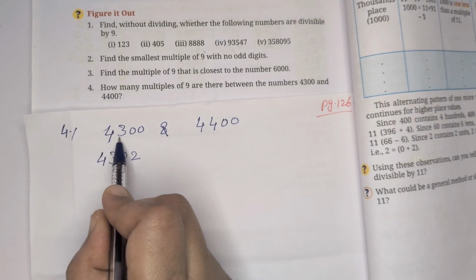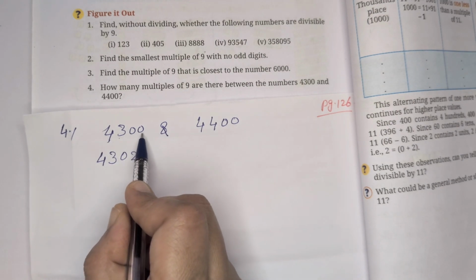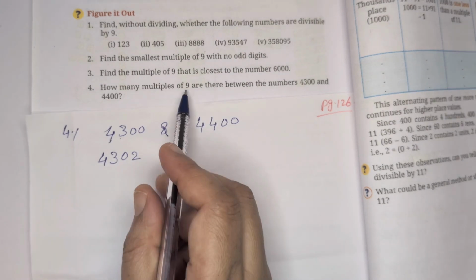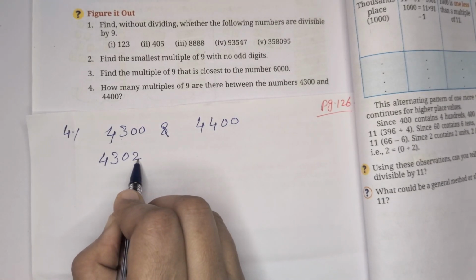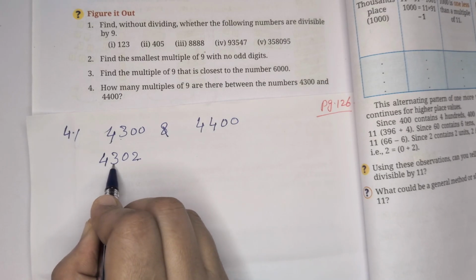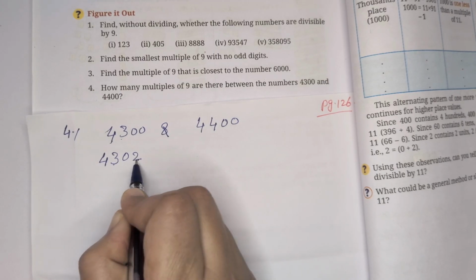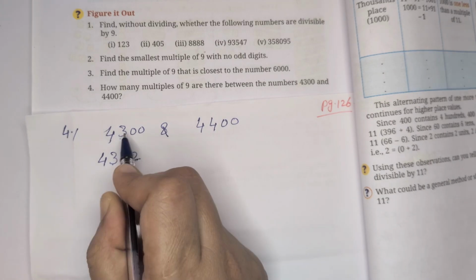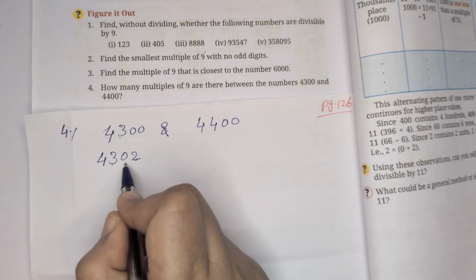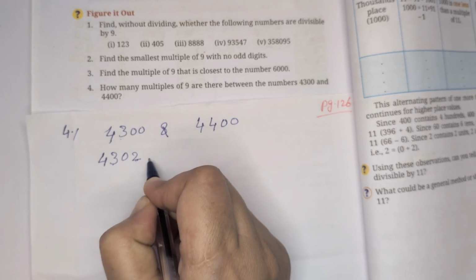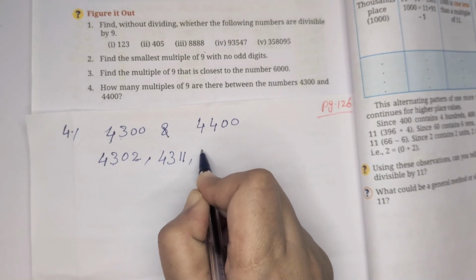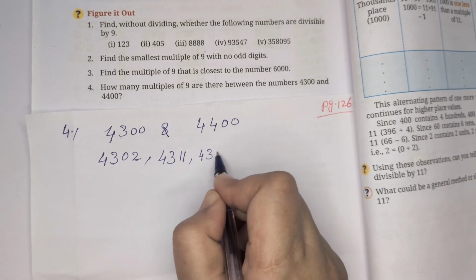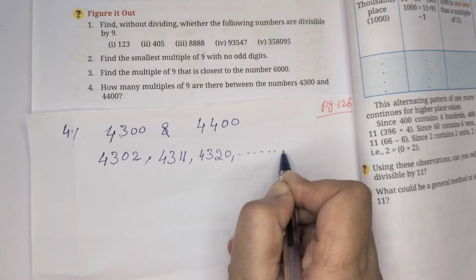4 plus 3, 7. 7 plus 0, it will come 7 itself. But for a multiple of 9 we need the sum as 9. So if we put 2 in the unit place, 4 plus 3, 7, 7 plus 2, 9. So the first multiple of 9 after 4300 is 4302. Then for the next number, just add 9 to that. 4311, then 4320, etc. In the same way.